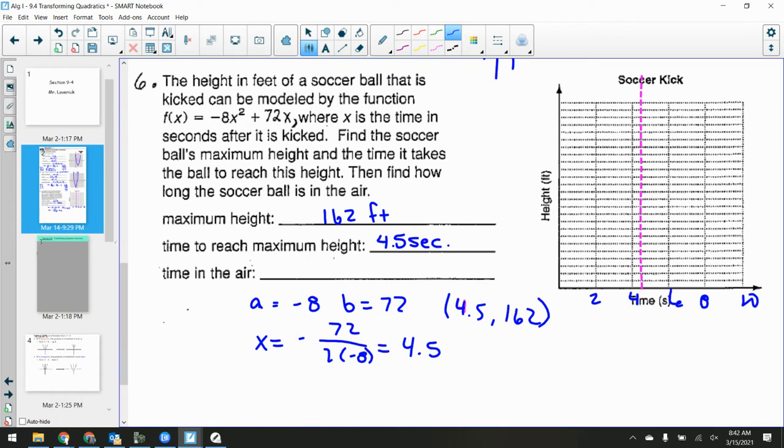Okay, so maybe these are going up by 10s, 10, 20, 30, 40, 50, 60, 70, 80, 90, 100. Somewhere around right there. If it takes 4.5 seconds to go up, how much time does it take to come down? Another 4.5 seconds. Reaching the ground again. 9 seconds total. What goes up. Questions about that?